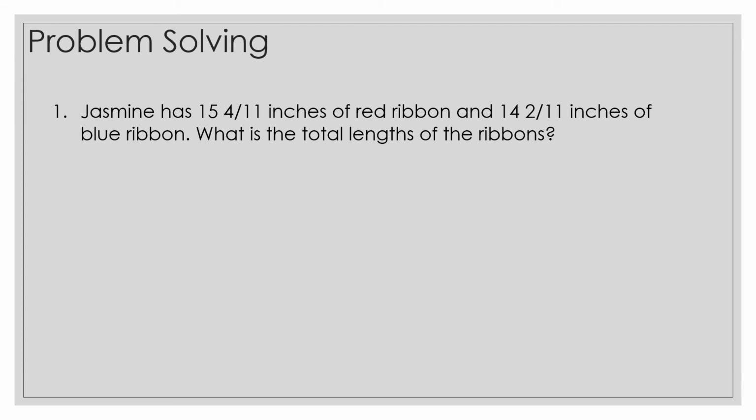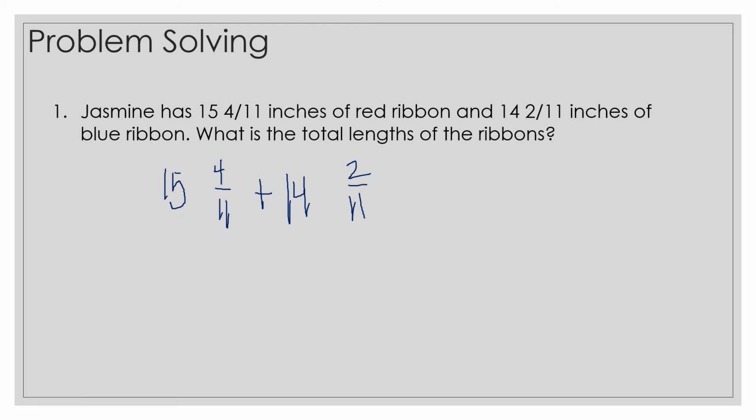Let us check. Jasmine has 15 and 4 over 11 inches of red ribbon and 14 and 2 over 11 inches of blue ribbon. What is the total length of the ribbon? Let us write our mathematical expression. That will be 15 and 4 over 11 plus 14 and 2 over 11.